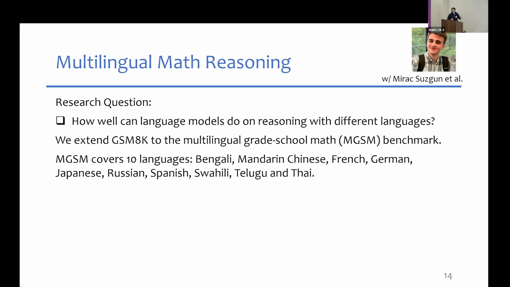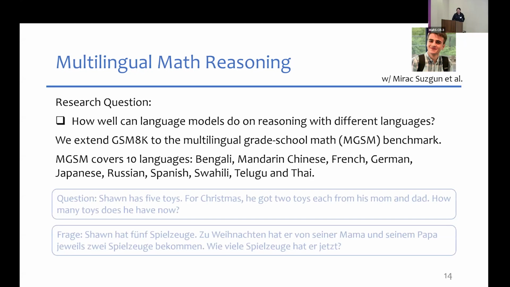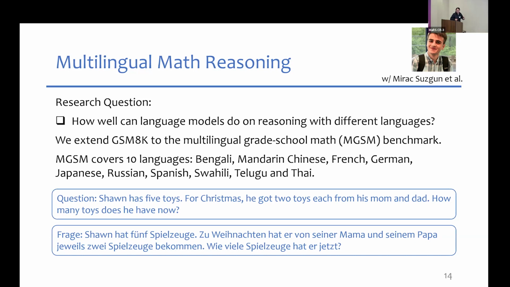It covers Bengali, Mandarin Chinese, French, German, Japanese, Russian, Spanish, Swahili, Telugu, and Thai, ordered alphabetically, with pretty high translation quality, because Google hired expert translators to translate these problems. And to give you a quick glance, here's an example of what exists in the MGSM dataset. This is an example that exists in the GSM8K dataset, and this is an MGSM example. So basically, we just translate everything from top to bottom, which results in our multilingual dataset.